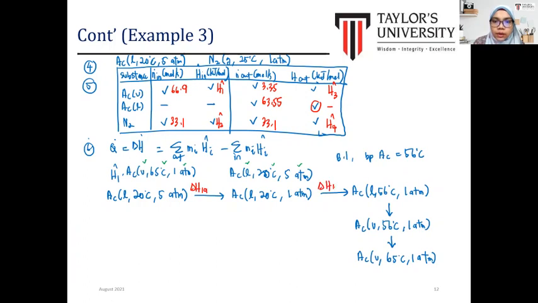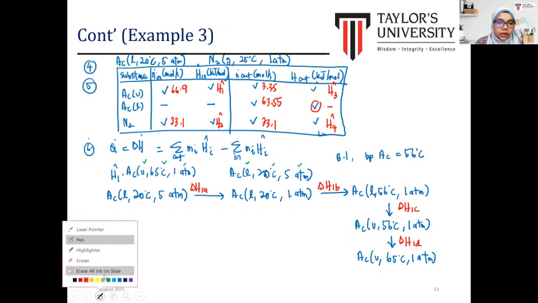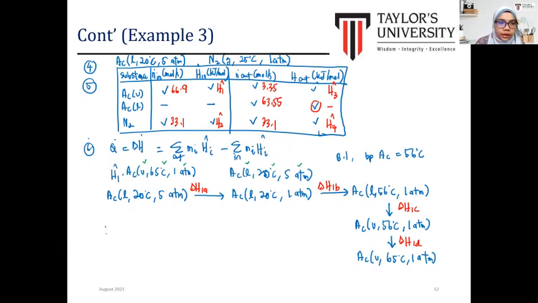So our steps, you may consider this as delta H1A, this is delta H1B, delta H1C, and delta H1D. To calculate H1 here, H1 is equal to delta H1A plus delta H1B plus delta H1C plus delta H1D.